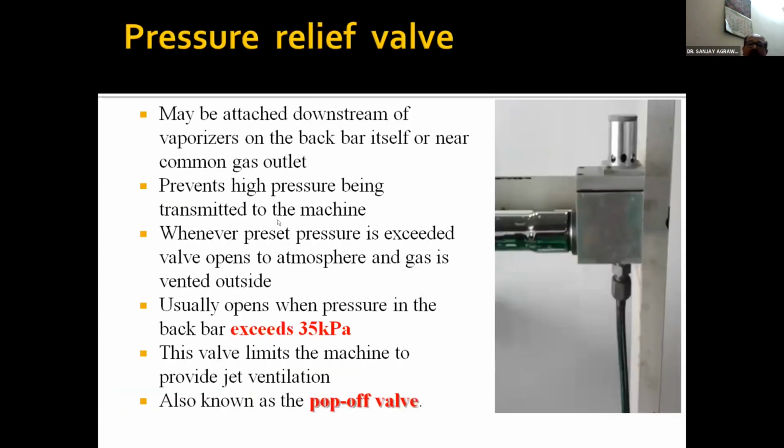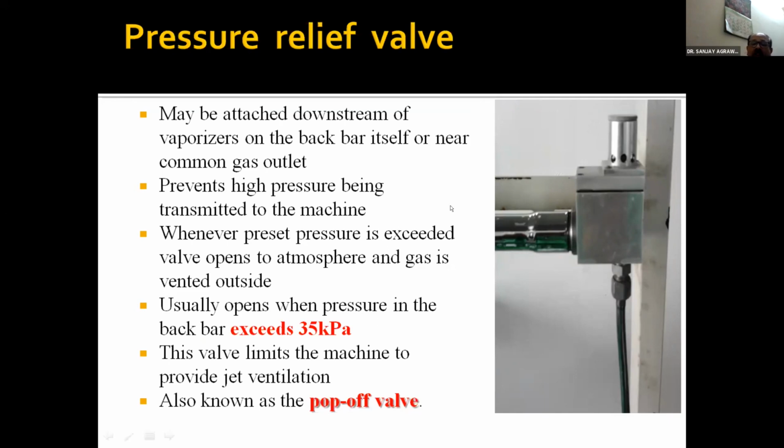Older machines used to have something known as a pressure relief valve, which was attached downstream to the vaporizer on the back bar and near the common gas outlet. It prevents high pressure from being transmitted to the machine, because if there is a check valve which is not functioning, this back pressure gets transmitted through the back bar and may affect the concentration of inhalation agent through the vaporizers.